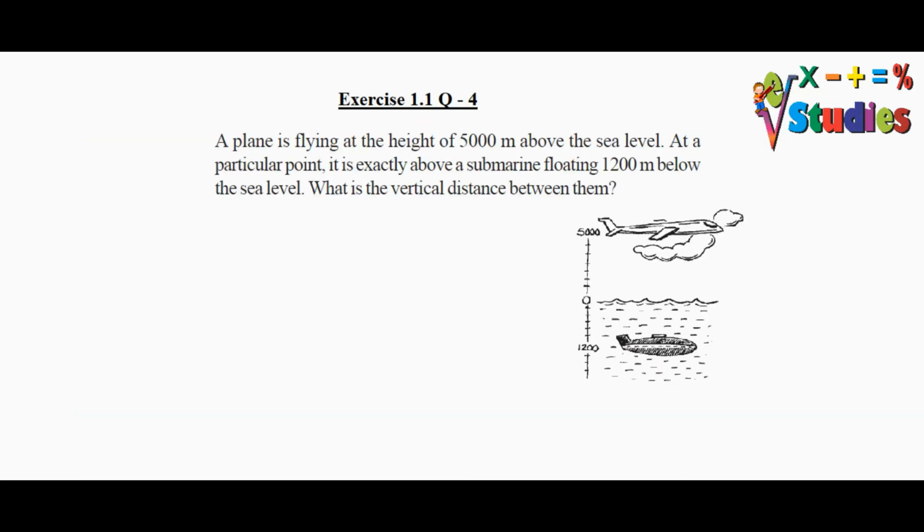Now students, let's solve question number 4 of the same exercise. A plane is flying at the height of 5,000 meters above the sea level. At a particular point, it is exactly above a submarine floating 1200 meters below the sea level. What is the vertical distance between them? So students, the height of the plane from the sea level is 5,000 meters, and the submarine is below the sea level at 1200 meters.